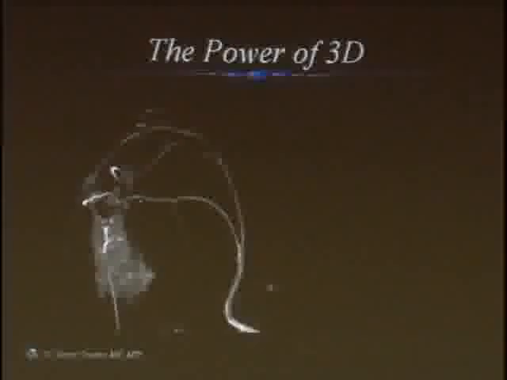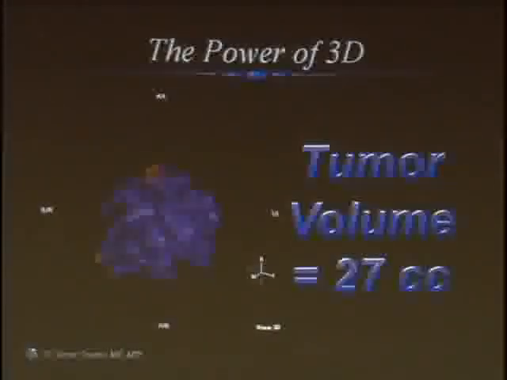I can use this power of 3D imaging to strip away skin with the computer. I can use it to strip away blood vessels selectively, target the tumor, and volumetrically analyze it in 3D space. I can tell the surgeon that that's a 27 cc volume tumor. I can tell them where it is, how many there are, how close to the chest wall. I can stage this thing better than anything they've ever seen before.